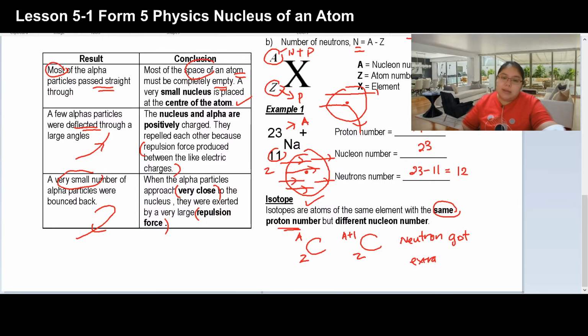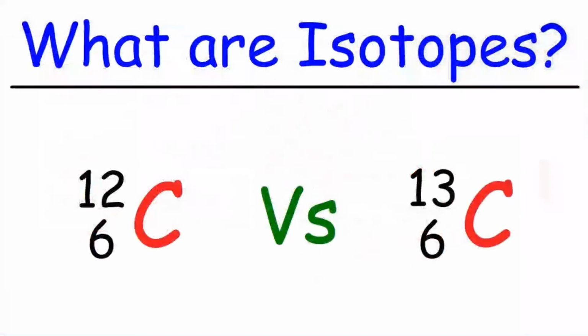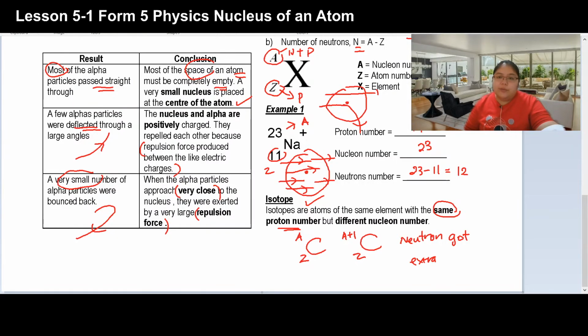Let's see the example for isotope. This one is one of the isotopes of carbon. This one is the original: nucleon number is 12, proton number is 6. Now we see another isotope, with 13. You can see the nucleon number is extra already, and the proton number is still the same. This kind we call an isotope. Now we go to the second page.